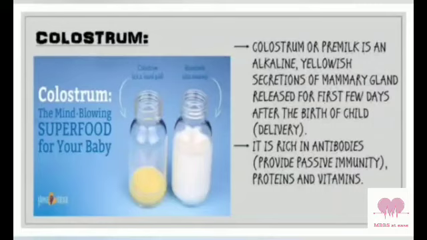Colostrum. Colostrum or pre-milk is an alkaline, yellowish secretion of mammary gland released for the first few days after the birth of the child, that is, after the delivery. It is rich in antibodies, that is, provides passive immunity, proteins, and vitamins.